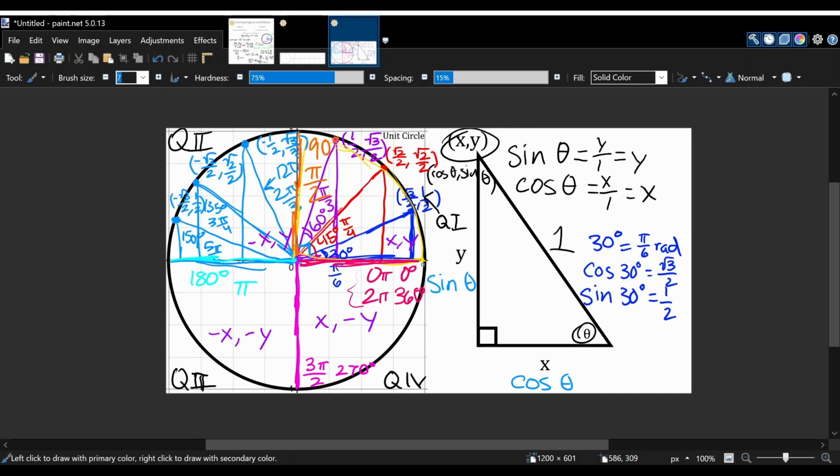So this has just been a very brief overview of the unit circle. I hope it's not too confusing, and I hope you learned something.